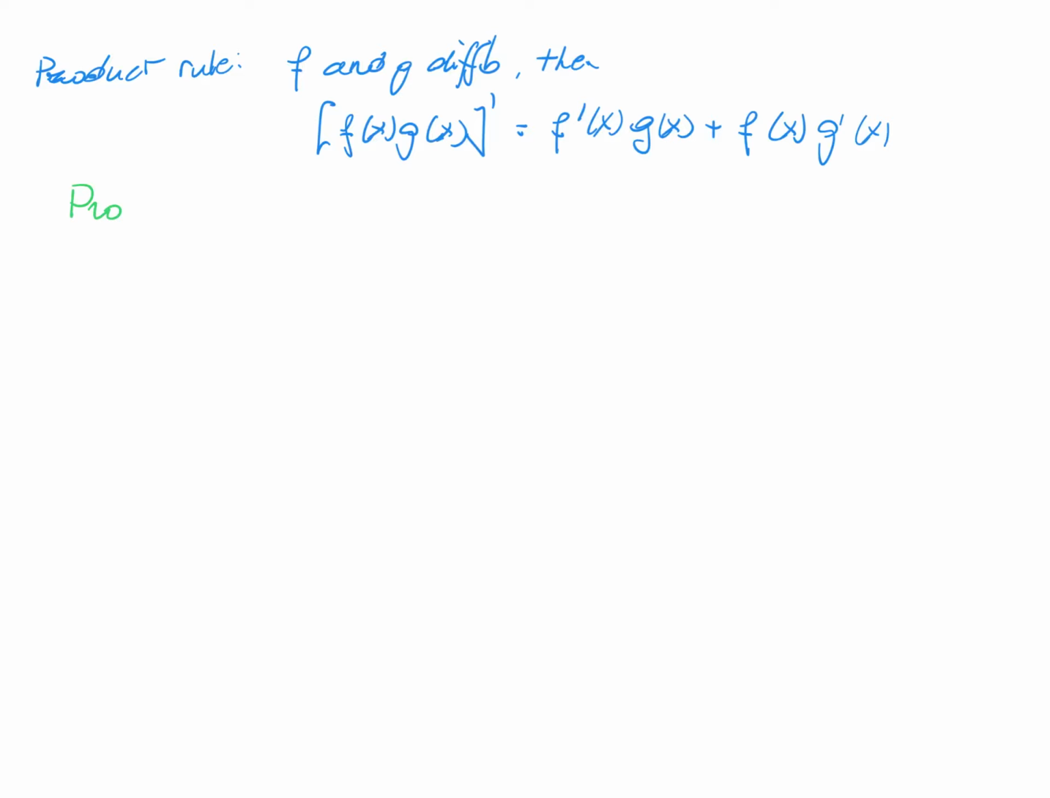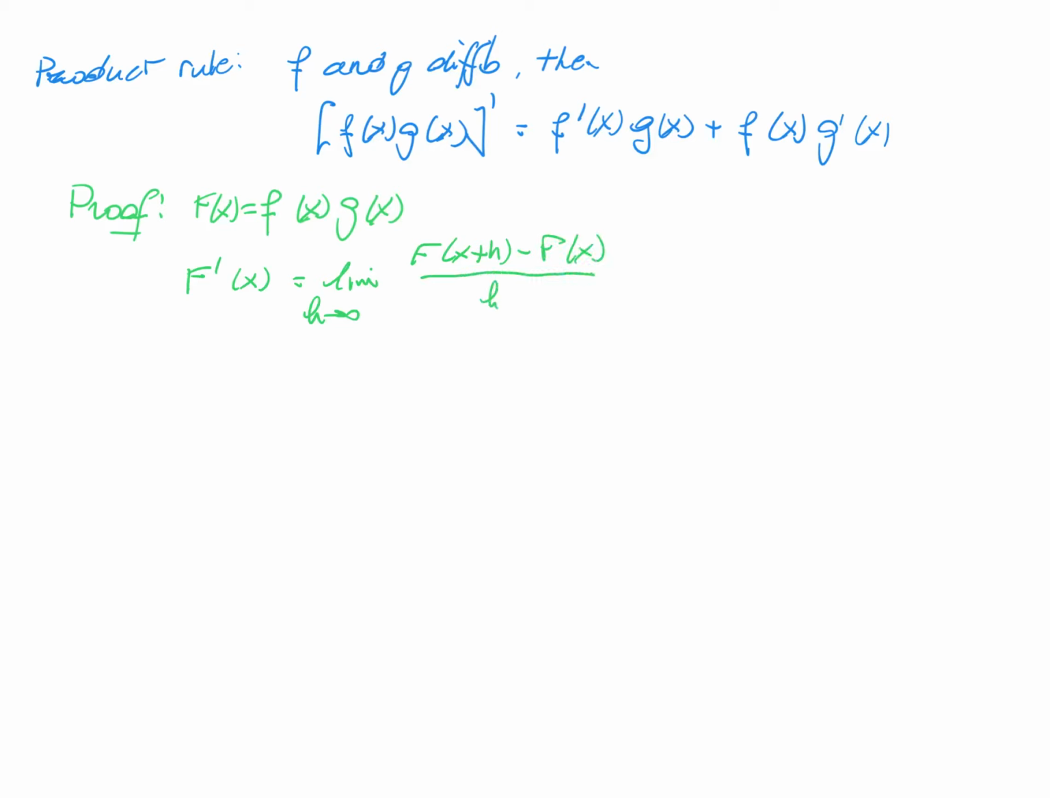For the proof, what we do again is we set this f of x times g of x that we want to derive equal to some new function capital F, and then we calculate the derivative of capital F. So this is the limit for h to 0 of capital F of x plus h minus capital F of x divided by h. We then plug in the formula, so the limit of f of x plus h times g of x plus h minus f of x times g of x divided by h for h going to 0.